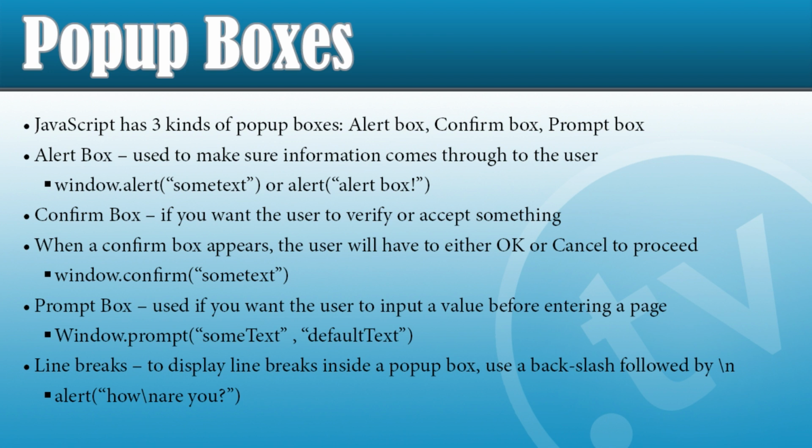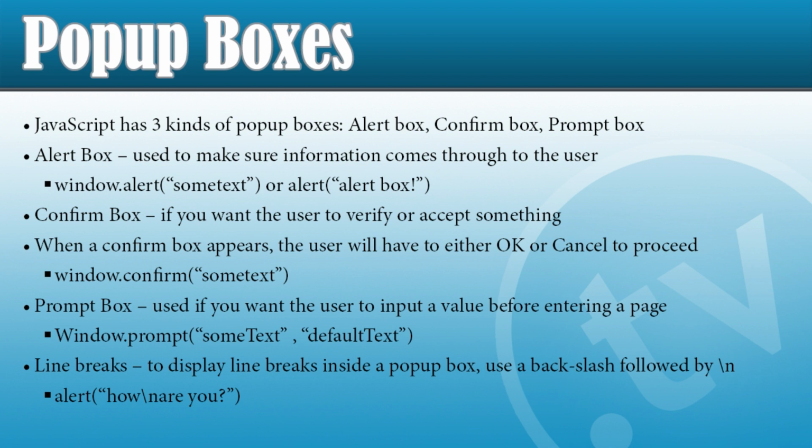The confirm box is used if you want the user to verify or accept something. When a confirm box appears, the user will have to click either OK or Cancel to proceed. You can use it as window.confirm and then some text. And then the prompt box is used if you want the user to input a value before entering a page. window.prompt, then some text or the default text.